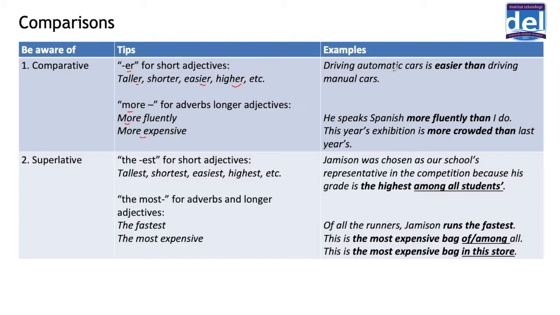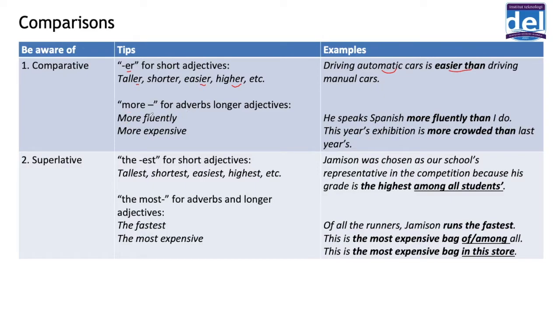And one thing I need to let you know is that in comparison, the structure must be parallel. The part before the expression, this is the comparison expression, must be parallel to the part after the expression. That also means that the object which is being compared must be the same. For example, in here, we compare driving. Driving automatic cars is easier than driving manual cars. So the object which is compared is parallel.